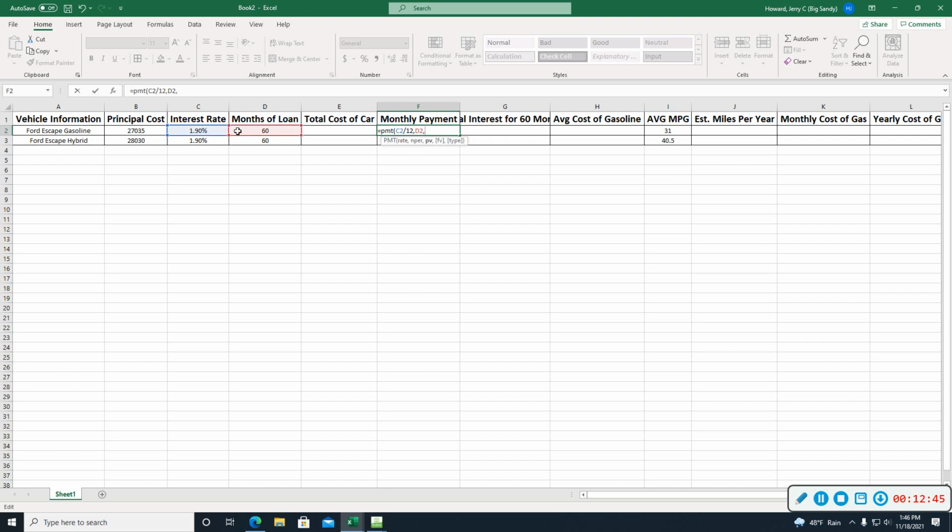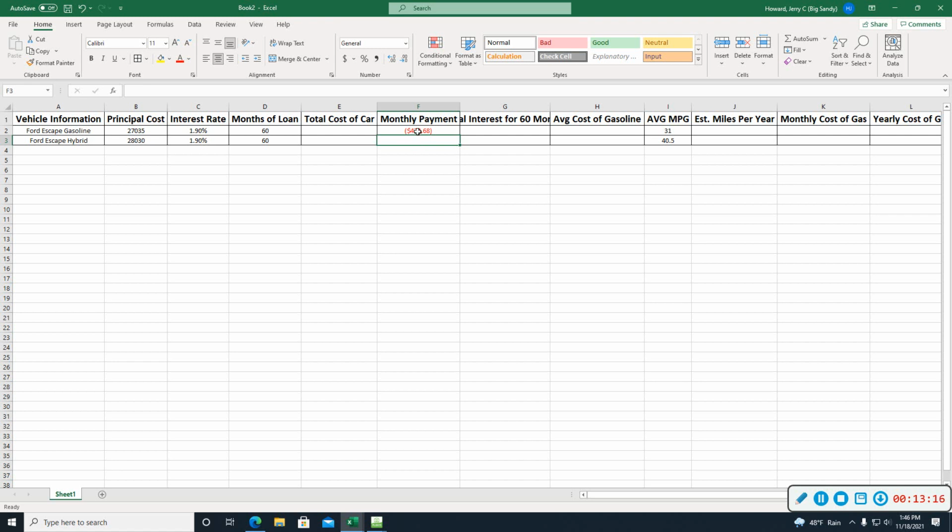D2 was the months. And then we also need to put in our principal cost of the vehicle. So it would be that, parentheses around it, enter. So my monthly payment would be $472.68 if I've got a 1.9% interest rate. So let's do that again down here on this one.